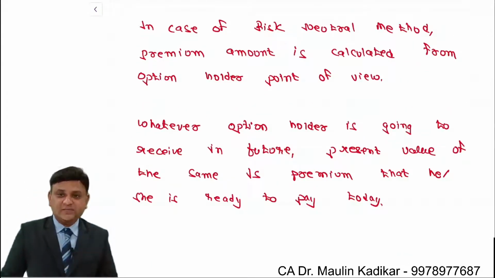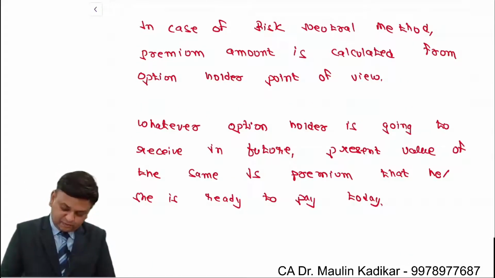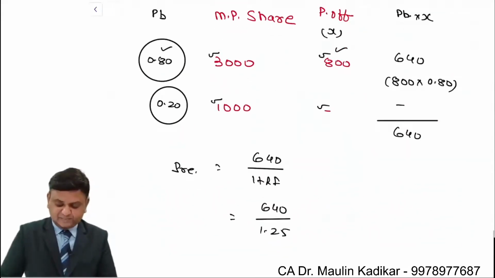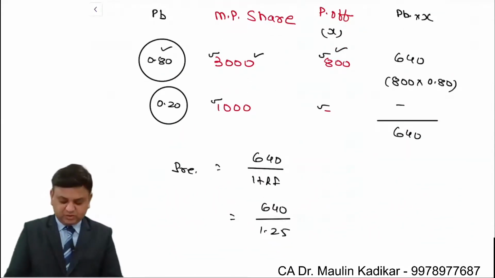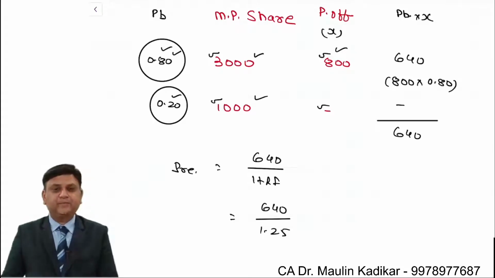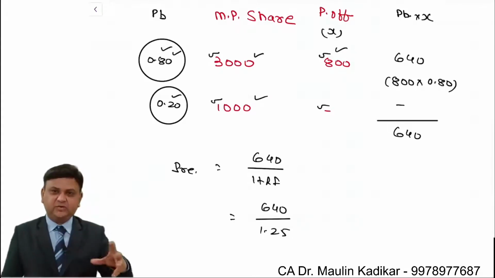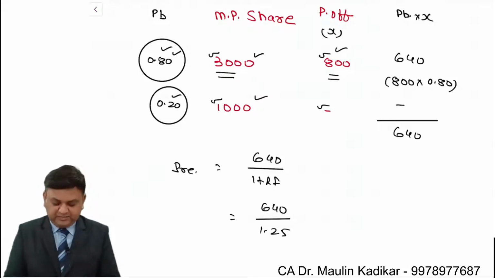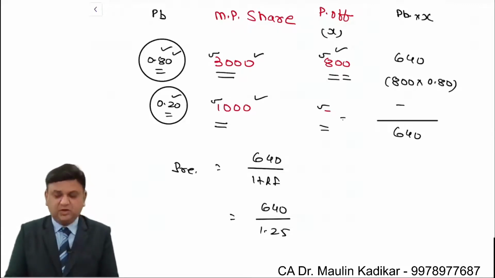So in this method, the premium is calculated from the option holder's point of view. Whatever the option holder is going to receive in future, we compute the present value of the same as the premium amount. The price is going to be either 3000 or 1000, so there will be one of the two prices. Now the probability for each price will be calculated; how to compute it, I will explain after 5 minutes. When the price increases, the payoff is positive. When the price falls, the payoff is 0, because the spot is less than the exercise price. So there are 80% chances you will get 800 and 20% chances you will not get anything.